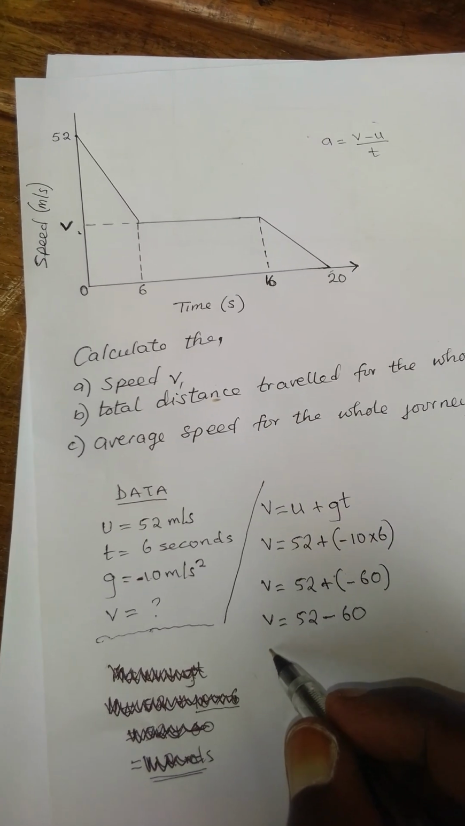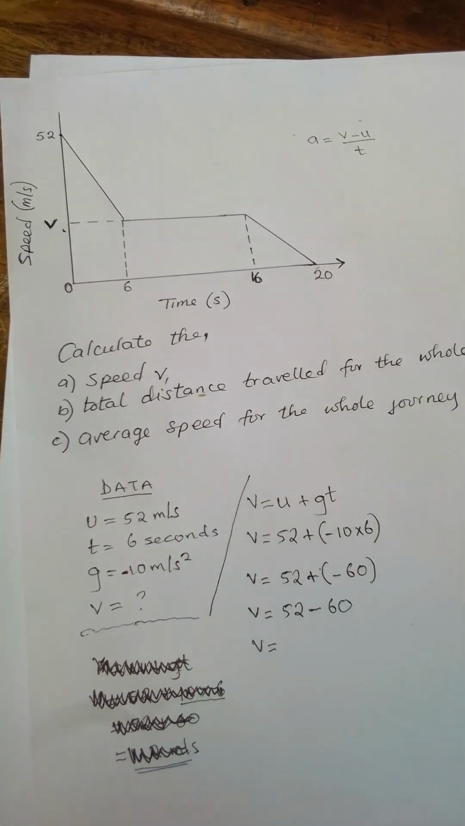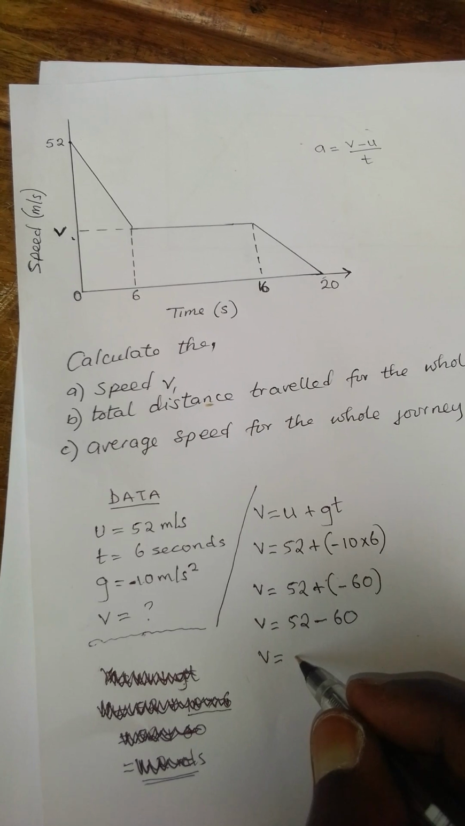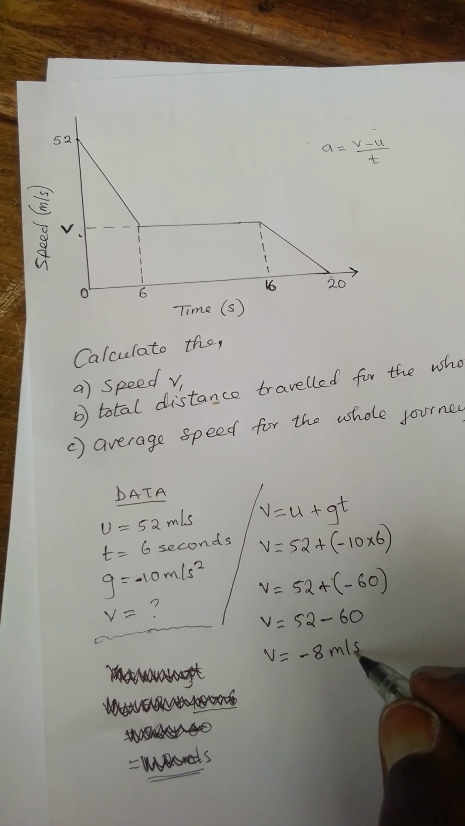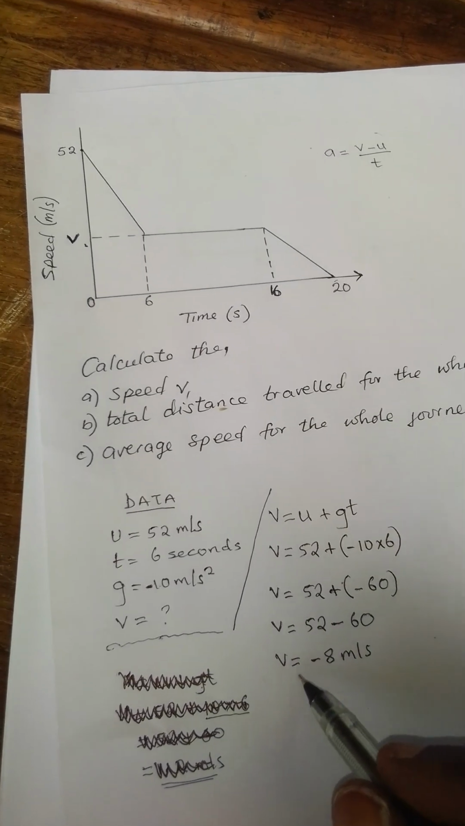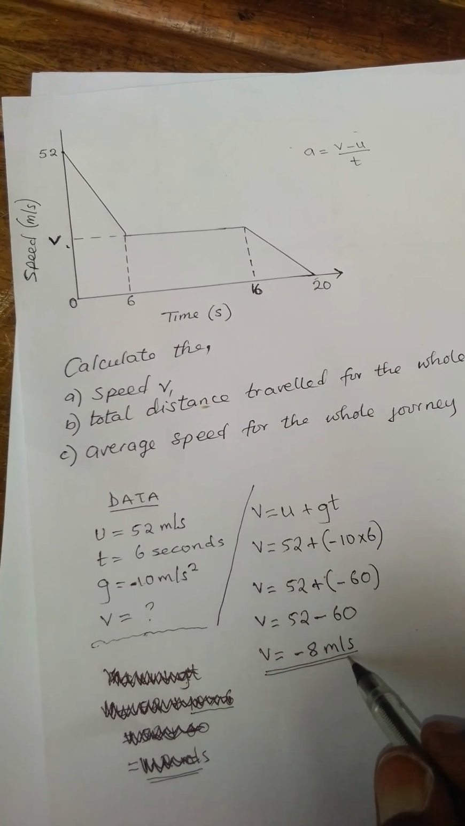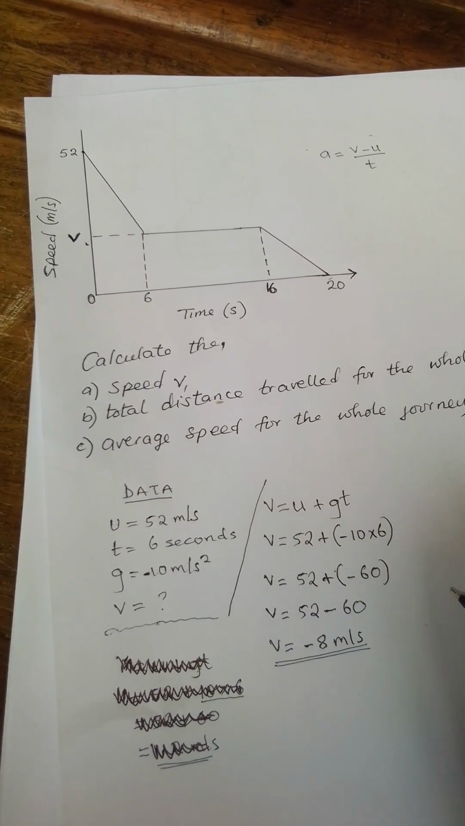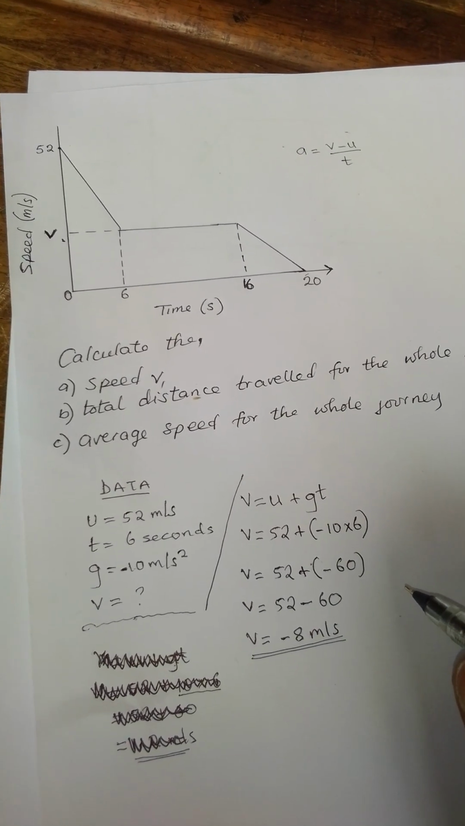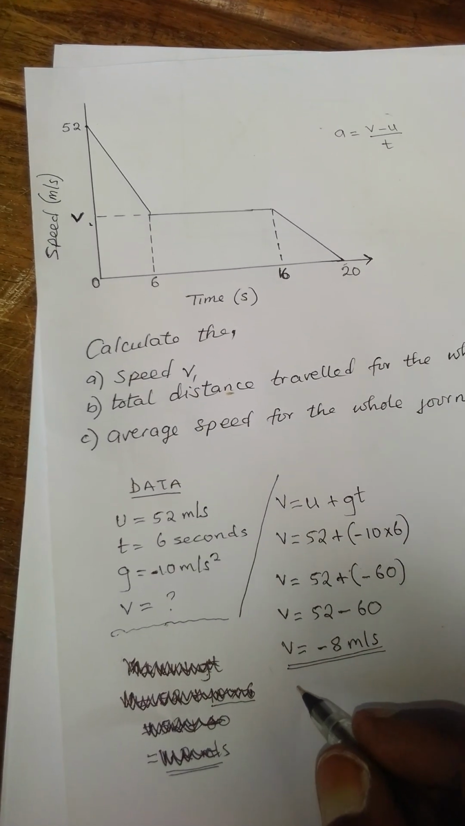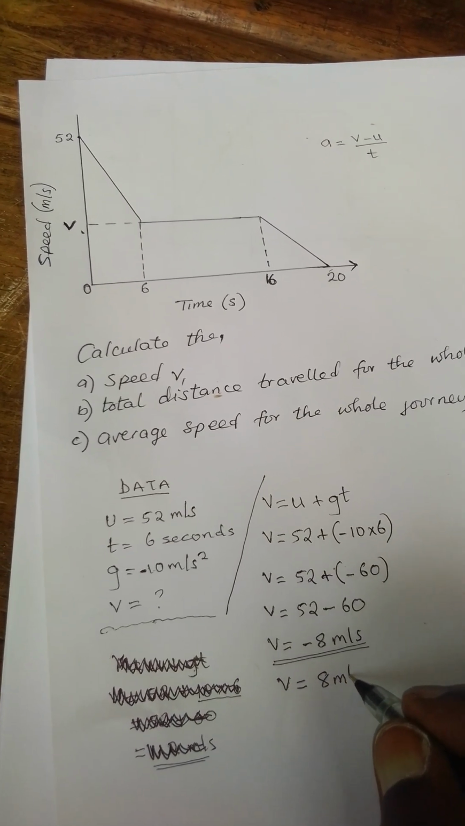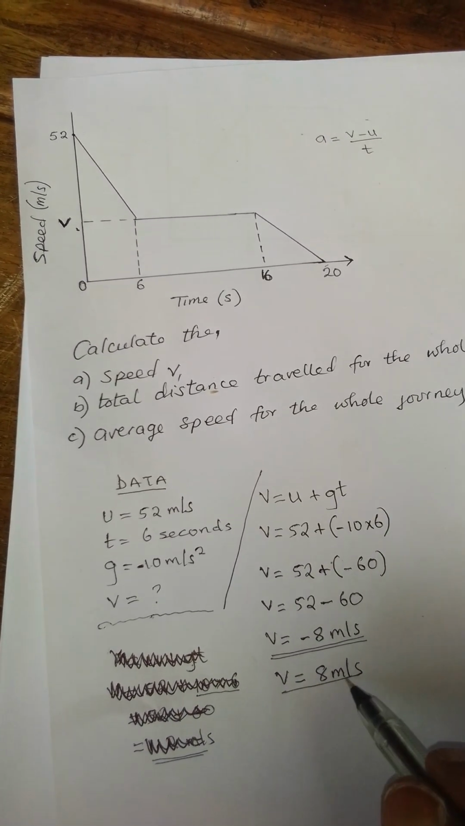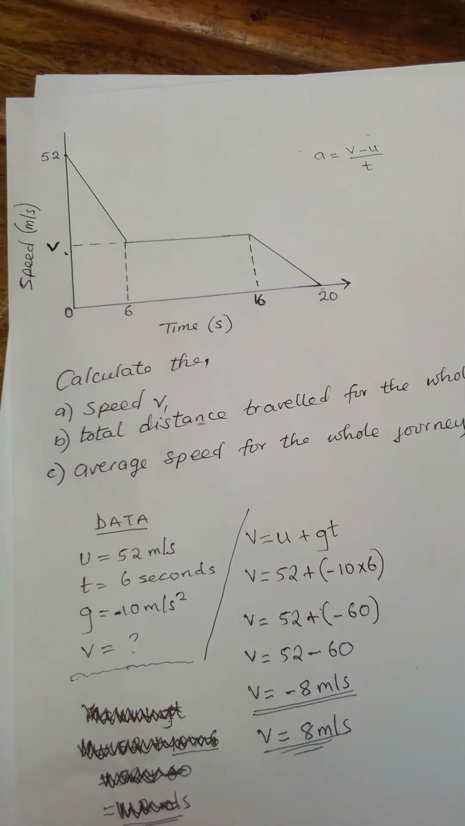So now here you're going to find negative 8 meters per second. Velocity will never be negative. Therefore, v is equal to 8 meters per second. You just ignore the negative part.